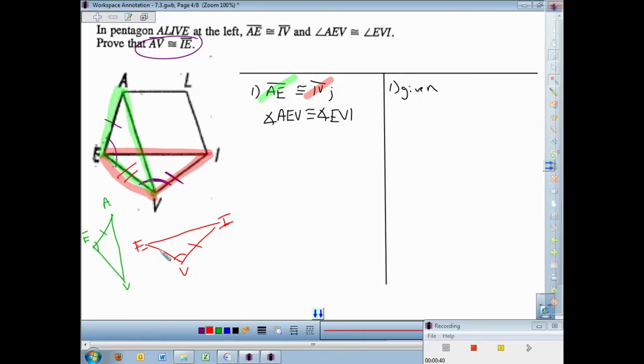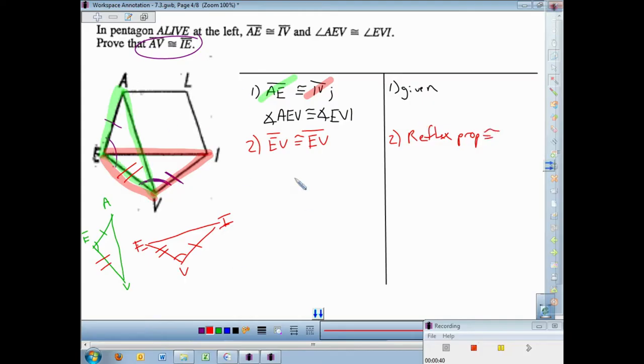So you can put double tick marks on it in all three pictures, in the original overlapping picture and also in the separated pictures. Then we write it down. Segment EV is congruent to segment EV. Reason? It was the shared side. That's the reflexive property of congruence. Booyah. Got it written down.